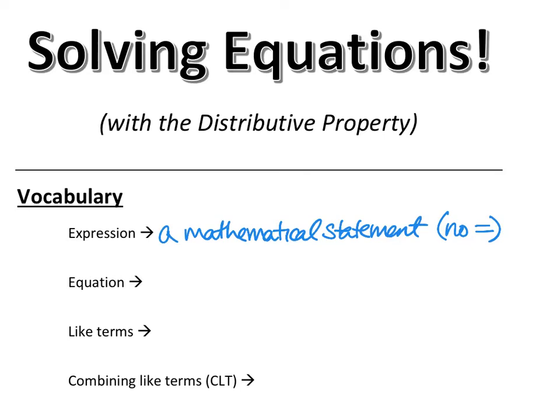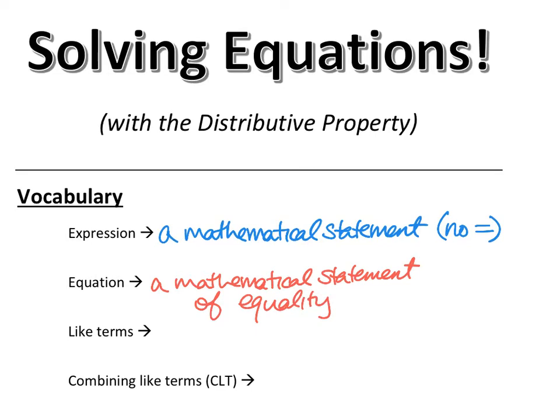An equation is super similar to an expression because an equation is a mathematical statement, but it's a mathematical statement of equality, saying one thing is equal to the other, so we will have equal signs. That makes an equation. They look very similar. People get them confused a lot. So if you see an equal sign, it's an equation. If you see no equal sign, it's just a mathematical expression.